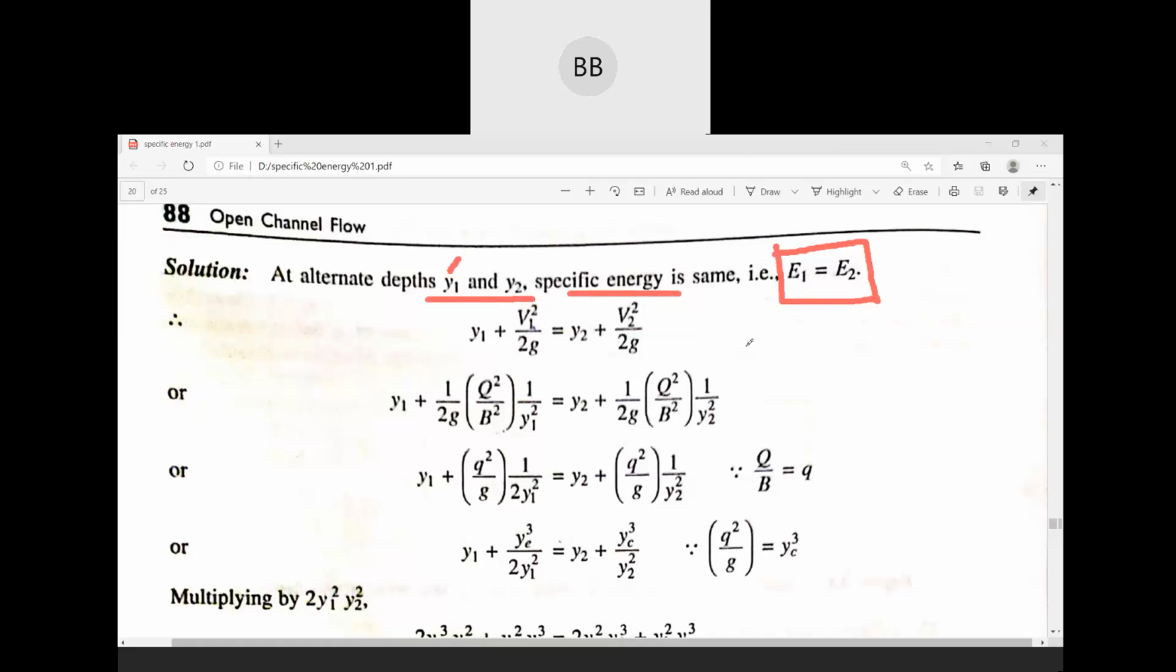So now, specific energy, if you remember, has only two components. One is the pressure head and one is the kinetic energy head, that is v^2 by 2g. So here, if we write the expression for E1, it will be y1 plus v1^2 by 2g. And for E2, it will be y2 plus v2^2 by 2g.